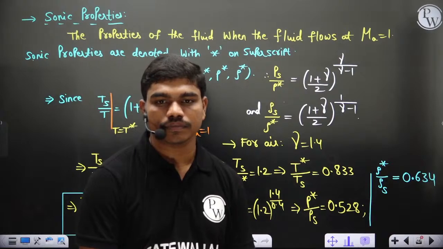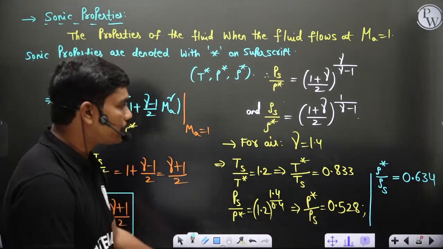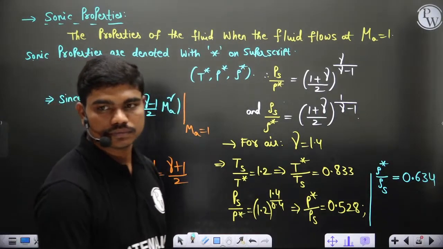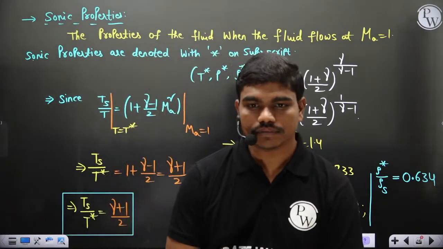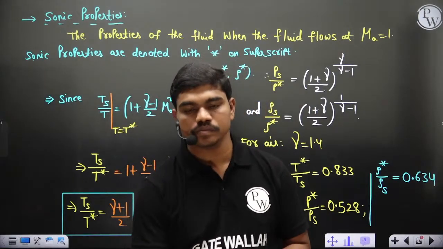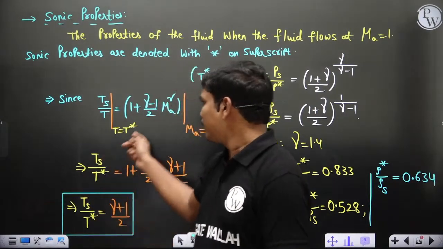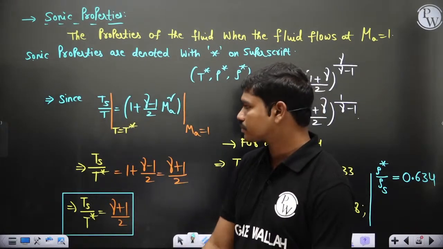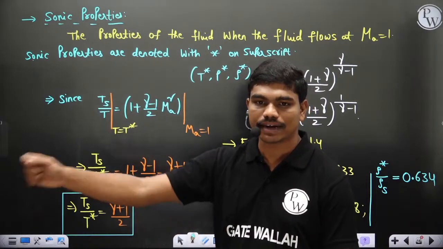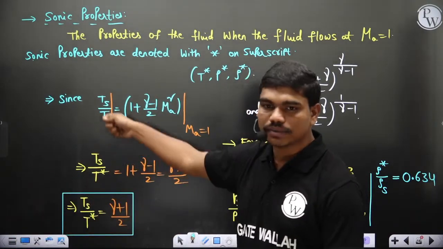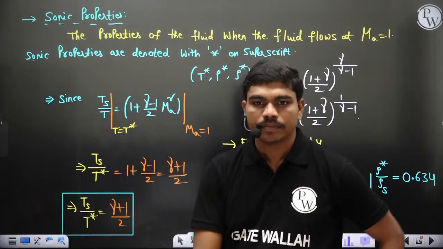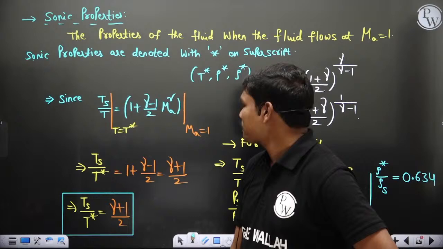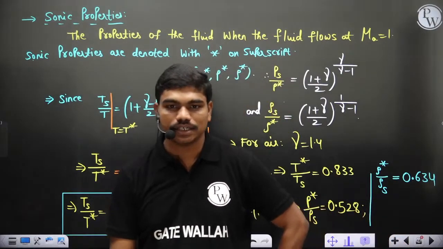Okay, so please type in the chat box, is this clear to all of you till this point? Yeah, in the beginning I have written shorthand that I have replaced this, but actually this is the correct idea. Because fluid is moving at Mach number equal to 1, then T is actually T star. So these are sonic properties actually.